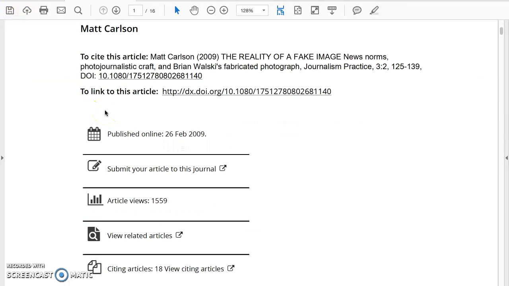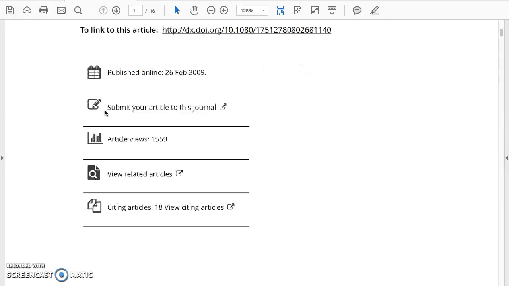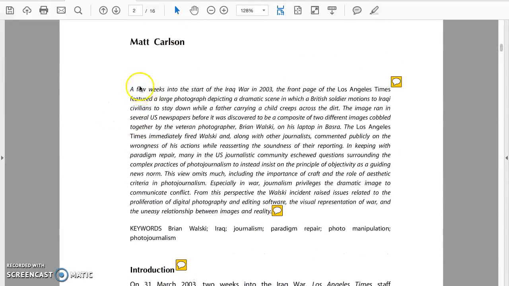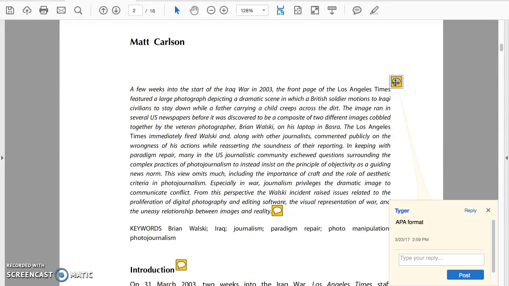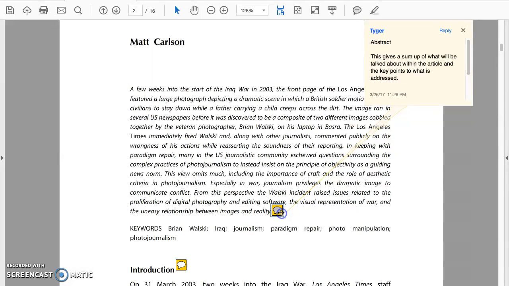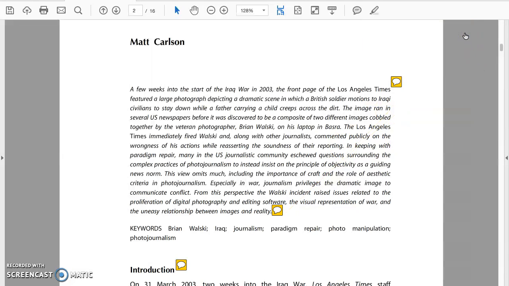So most of APA format requires an abstract. In this one, it's not really labeled with a subheading, but this is basically the abstract of the paper. This paragraph gives you a little introduction to what is in the paper. Below the abstract are keywords that help students or researchers find these articles in search engines.